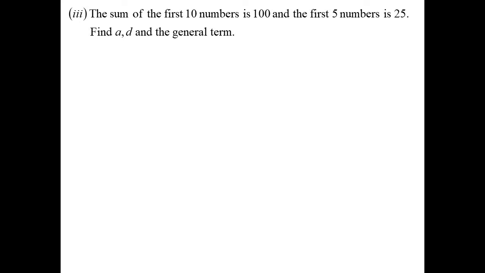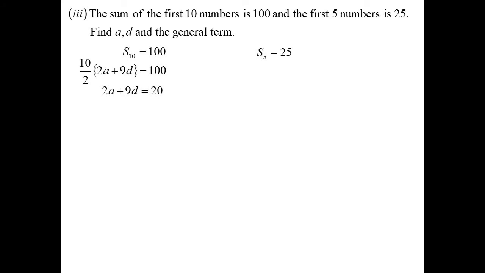The sum of the first 10 numbers is 100. The first 5 numbers is 25. So from that information, we should be able to work out the first term, the common difference, and the general term as well. All right, so the sum to 10 terms is 100. So that means n on 2, 2a plus n minus 1d, in this case 10 on 2, 2a plus 9d is 100. I'll just play around with that one a bit.